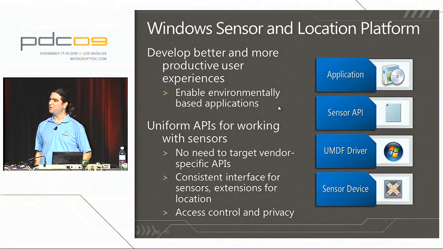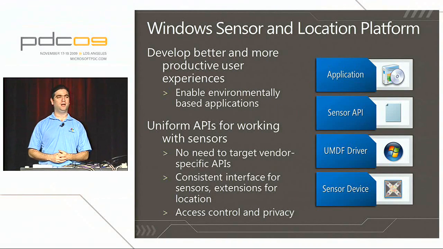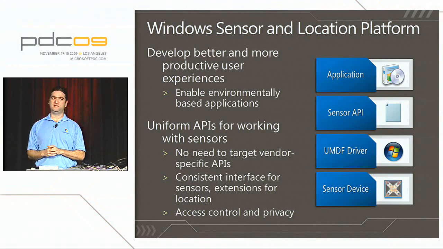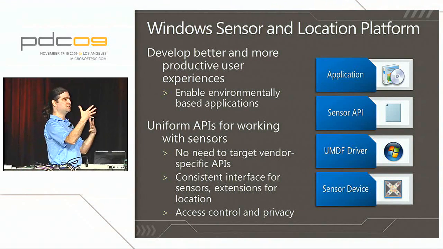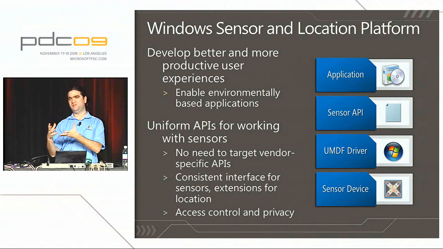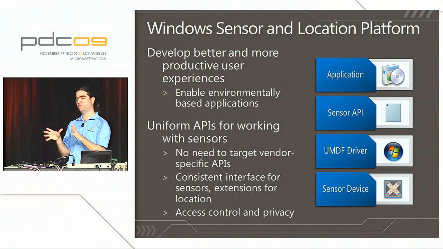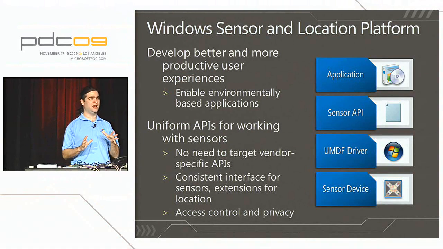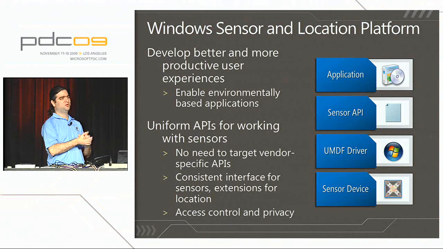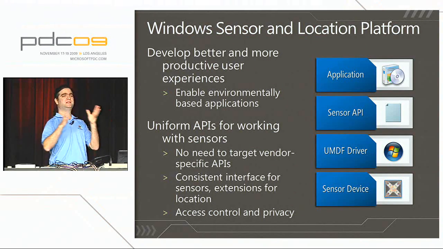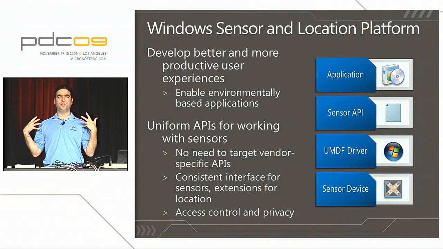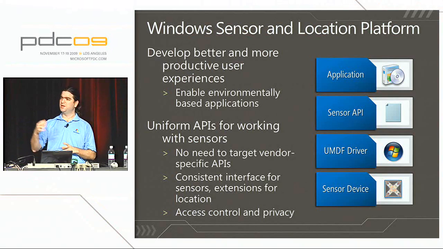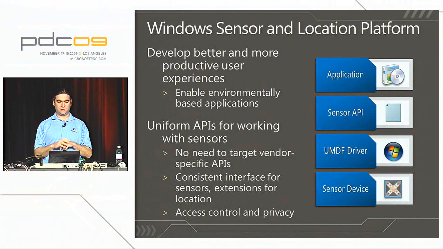Anyhow, we have a sensor and location platform in the Windows 7 OS, and what it provides developers is a very easy way to access sensors. A location device is also a sensor, so we'll only talk about sensors. It's a unified API that has all its perks for hardware vendors, but for a software developer, there is a really easy way to access sensors, get information from them, and write your application.